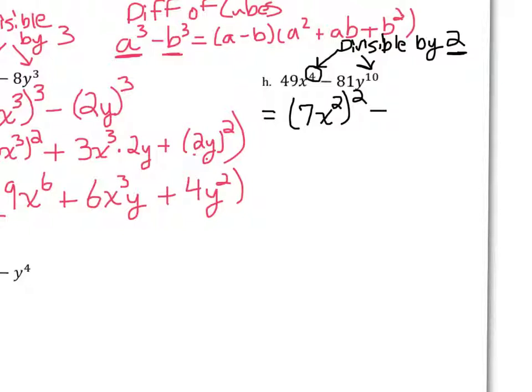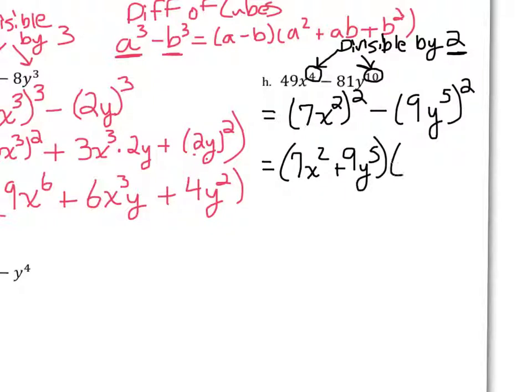I'm going to do the same thing for the 81y to the 10th. If I square a 9, I get 81. And if I square a y to the, let's divide this 10 by 2 here. 10 divided by 2 is 5. I get y to the 5th, right? And so we already stated the formula for a difference of squares, a plus b times a minus b. So if I'm going to factor this, it's going to be 7x squared plus 9y to the 5th times 7x squared minus 9y to the 5th. And that's how I factor that example.